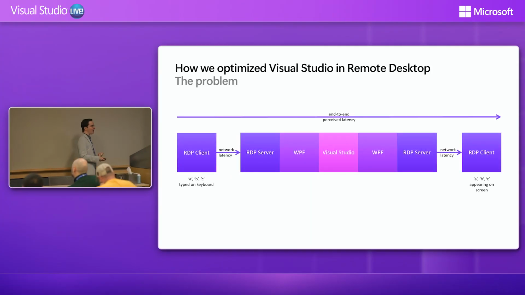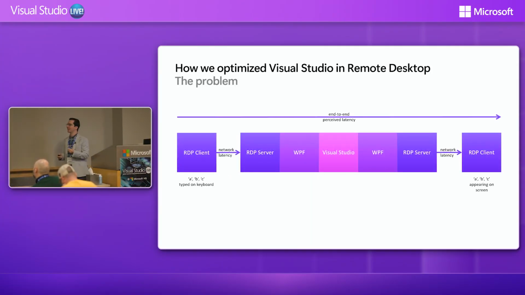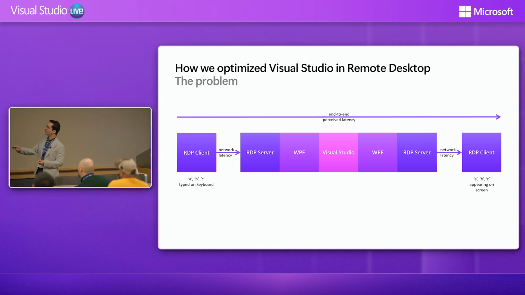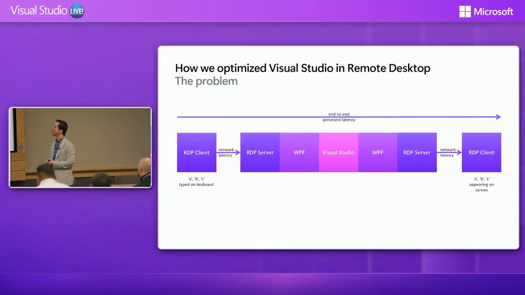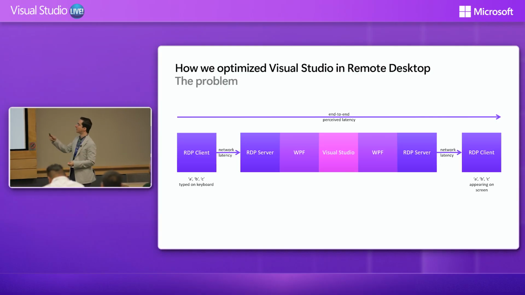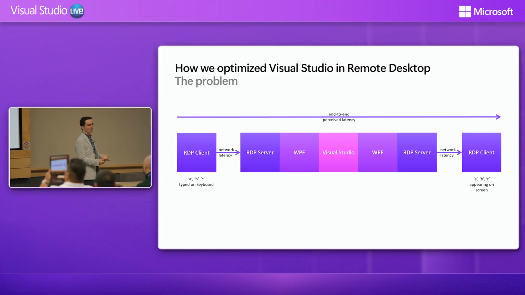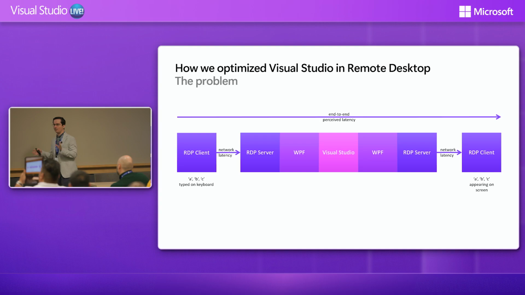So if you don't know how remote desktop works, let me try to demystify it a little bit. You, on your computer, are the client. And when you connect to remote desktop, we use what we call the Remote Desktop Protocol, RDP. Every time you type a character on your keyboard, this information is sent to the RDP server, which is where you have your dev box or your virtual machine somewhere. And then this key press is handled by WPF. And if you don't know, Visual Studio is made with WPF in terms of UI. WPF is a UI framework on Windows.